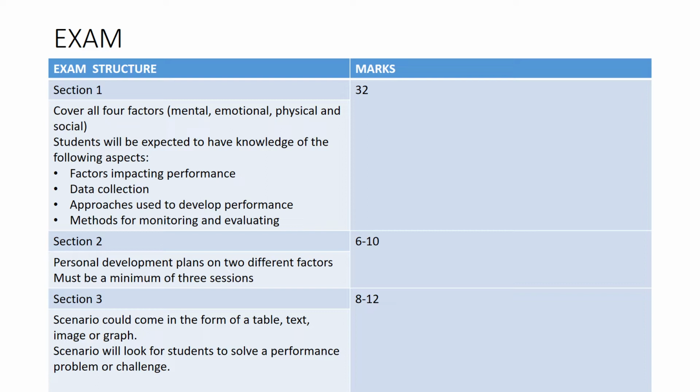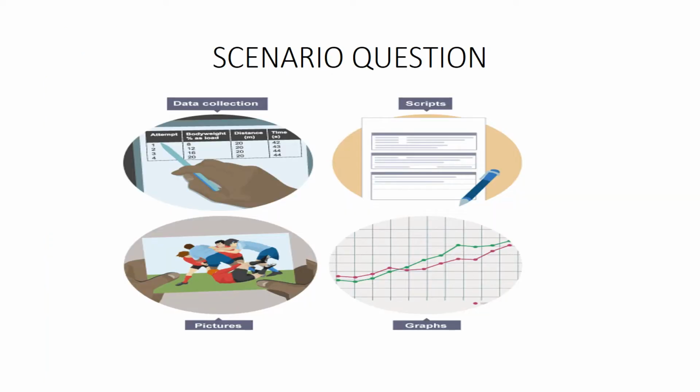If your child has previously sat National 5, they will not have experienced a question like this before. The scenario question could come in the form of a table, a text, an image, or a graph, and it looks at your pupil's ability to solve a performance problem or challenge. I'm going to go into a little bit more detail about what the scenario question consists of.